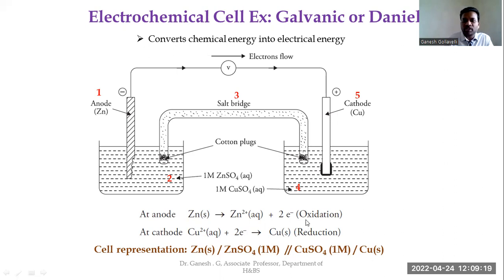After the salt bridge, we have to write the electrolyte solution. This is the fourth component. Here, the electrolyte is 1 molar copper sulfate, the copper sulfate whose concentration is 1 molar. Then a slash, and the fifth component is the electrode. What is the electrode here? Copper is the electrode. It is in solid state in nature. In this way, we have to represent the electrochemical cell.